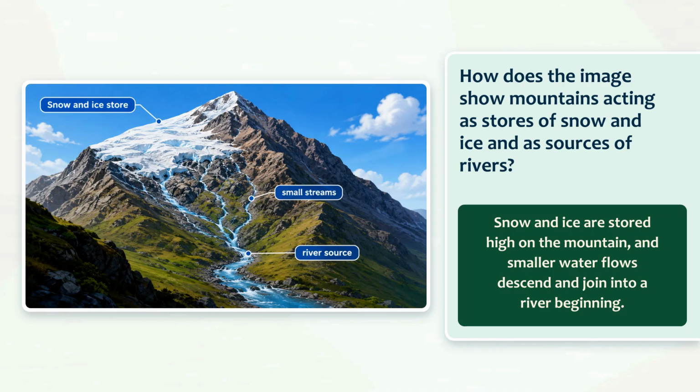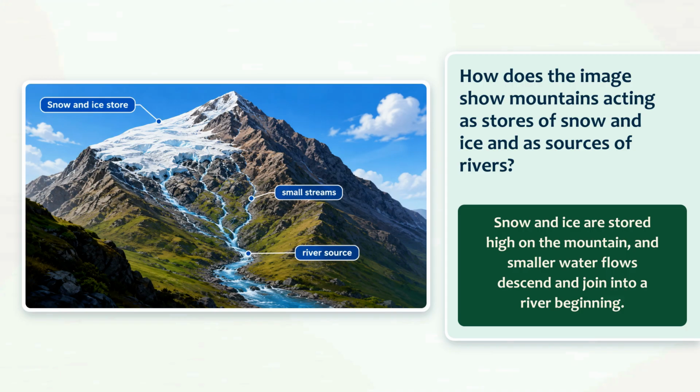How does the image show mountains acting as stores of snow and ice and as sources of rivers? Read the chain from the upper slope downward. Snow and ice are stored high on the mountain, and smaller water flows descend and join into a river beginning. The image connects stored water with the start of a larger flow.